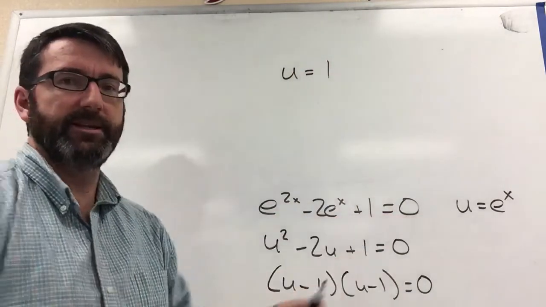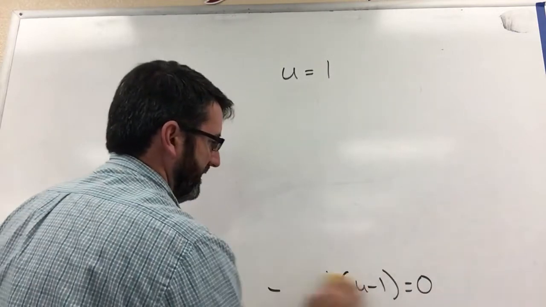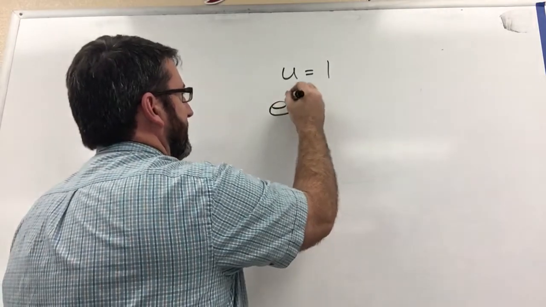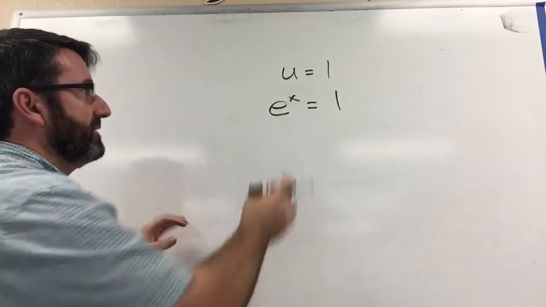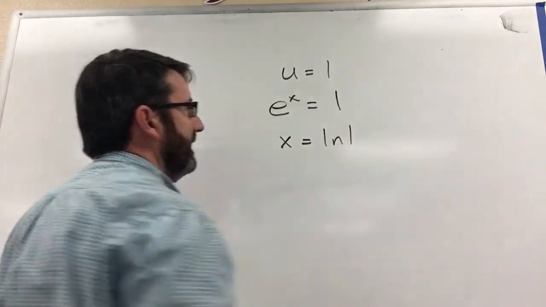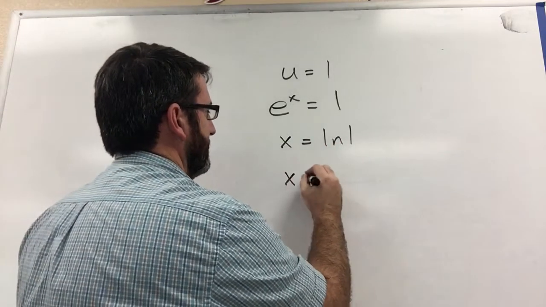And then we can continue to solve for x by replacing that u with e to the x. So we get e to the x is equal to 1. Now we take the natural log of both sides. We get x is equal to the natural log of 1. The natural log of 1 is 0, so x is equal to 0.